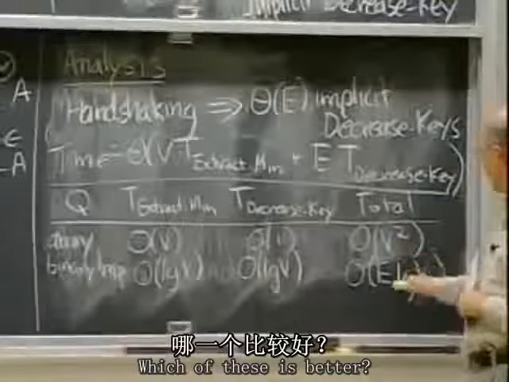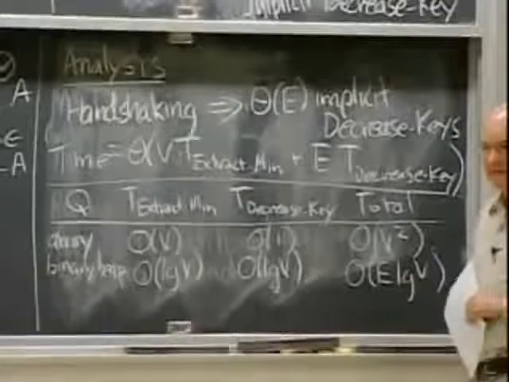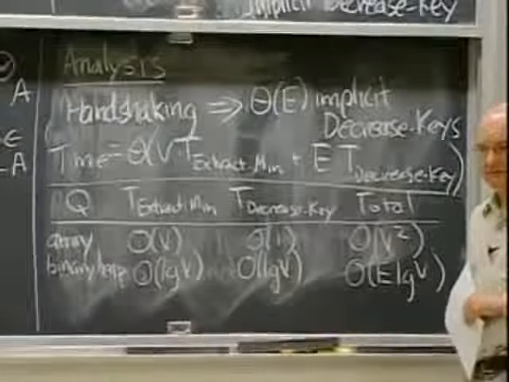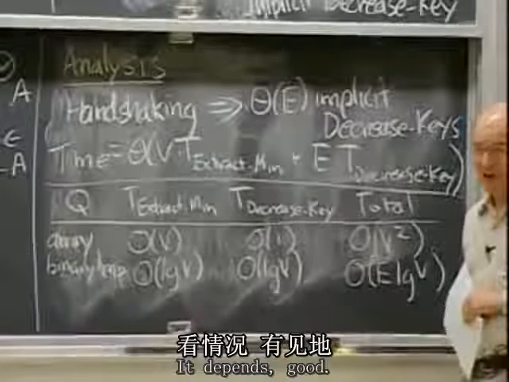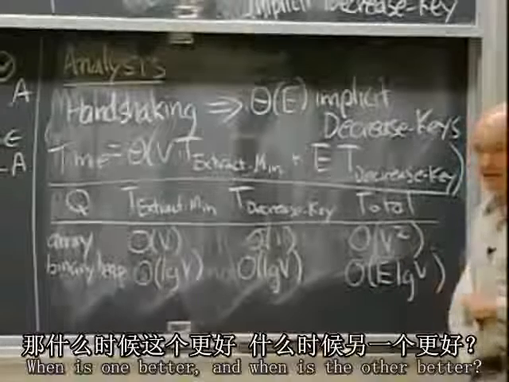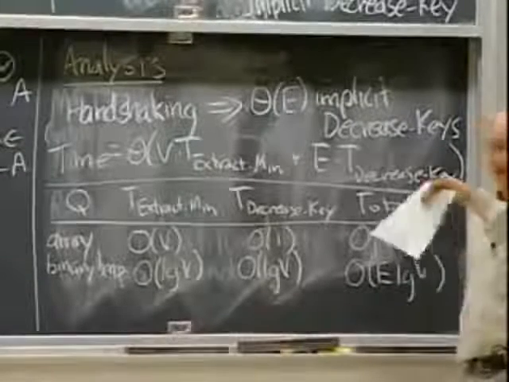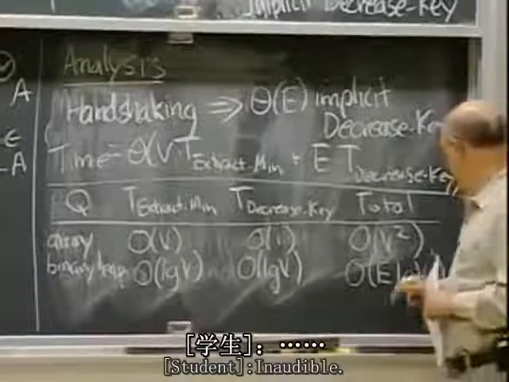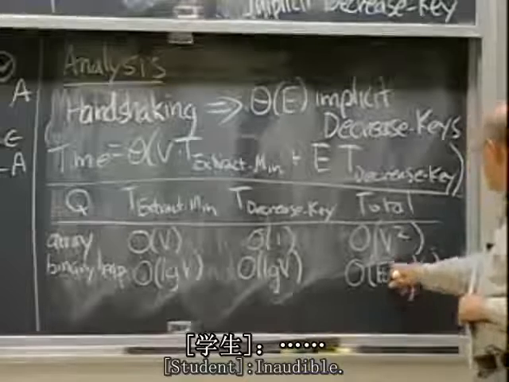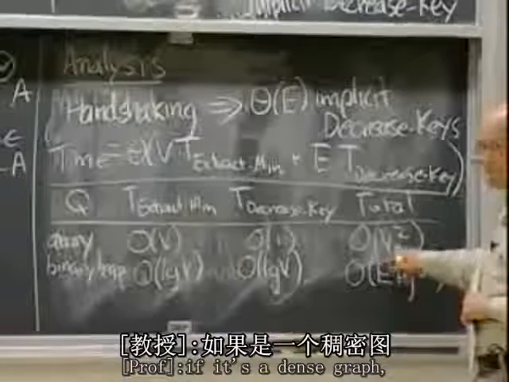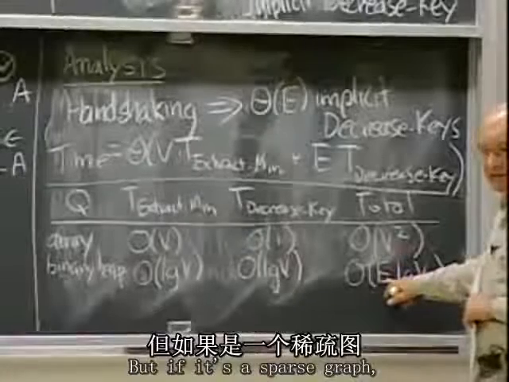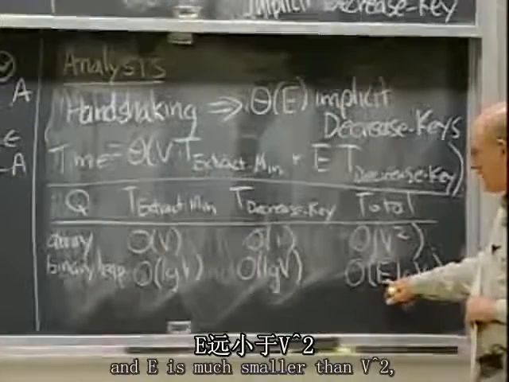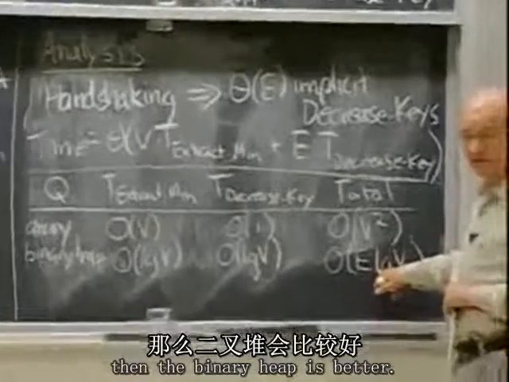Which of these is better? Depends. Good. So when is one better and when is the other better? Yeah, if it's a dense graph, E is close to V squared, the array is better. But if it's a sparse graph, and E is much smaller than V squared, then the binary heap is better.